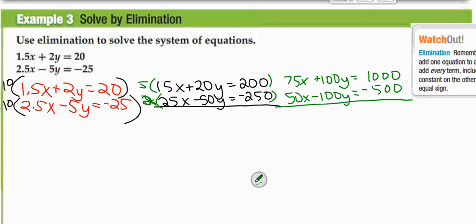Okay, now we'll add those. Griffin, go ahead and tell me what we get. And what are we going to do next, Colin? And what do we get?